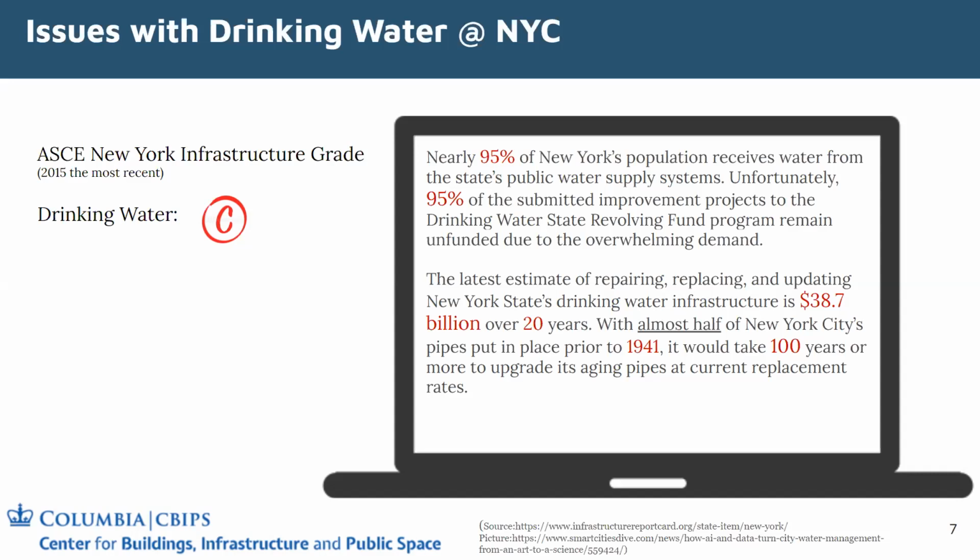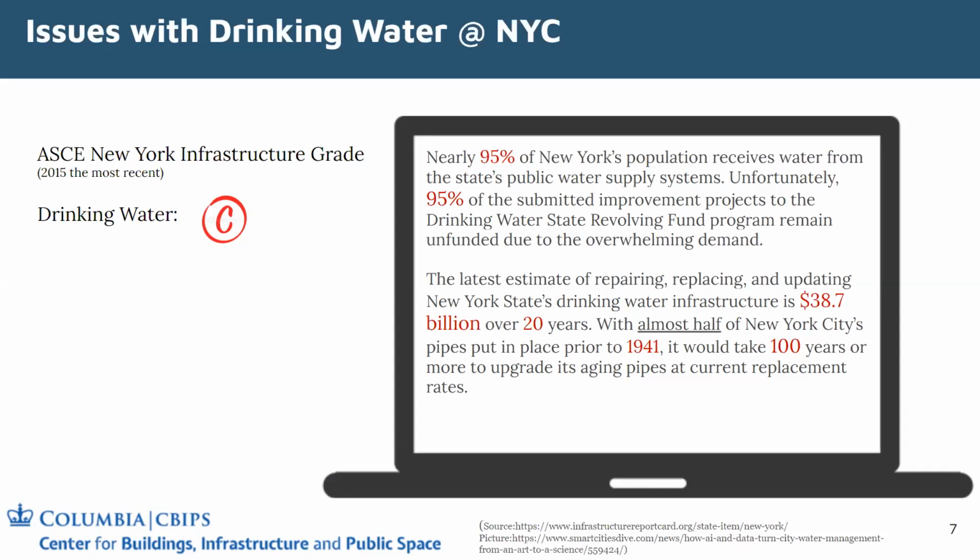So the reason that they grade the drinking water in New York City is because nearly 95% of New York's population receive water from the state public water supply system, and there are nearly 10,000 regulated water systems that provide clean water to nearly 20 million New York citizens. However, there are a lot of water improvement projects that remain unfunded due to the overwhelming demand.